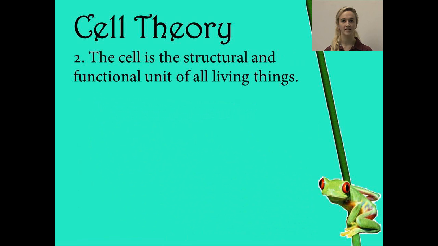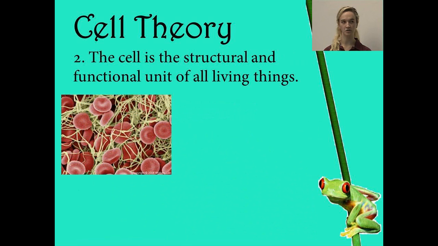The second part of the cell theory is that the cell is the structural and functional unit of all living things. So I've got pictures of cells, and they're all from a human. So think of what this picture looks like. It's a blood clot. So those red circles that sort of look like donuts are red blood cells, and the yellow strings coming through are called fibrin, and that's a protein that keeps those red blood cells stuck together so that if you get a scratch or some sort of wound, you stop bleeding and don't bleed forever.